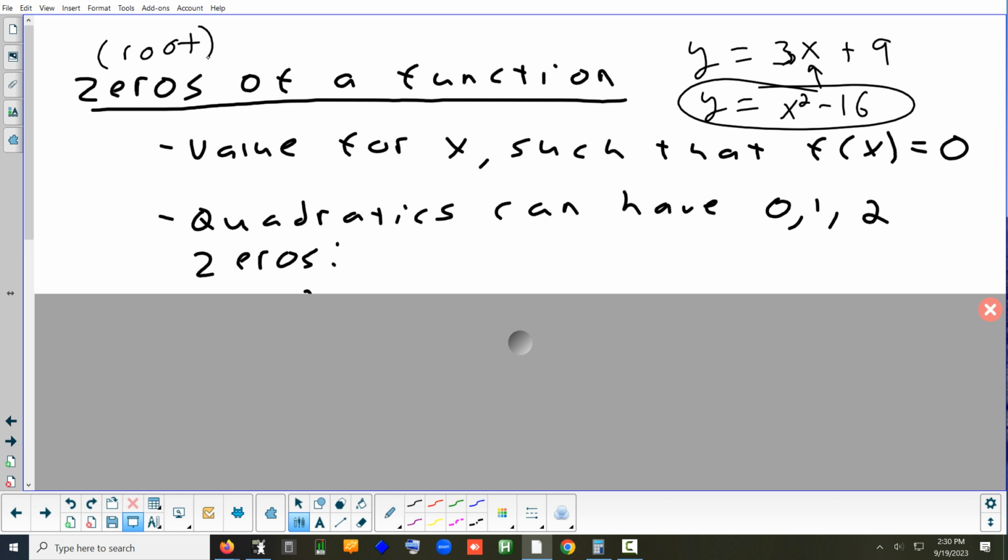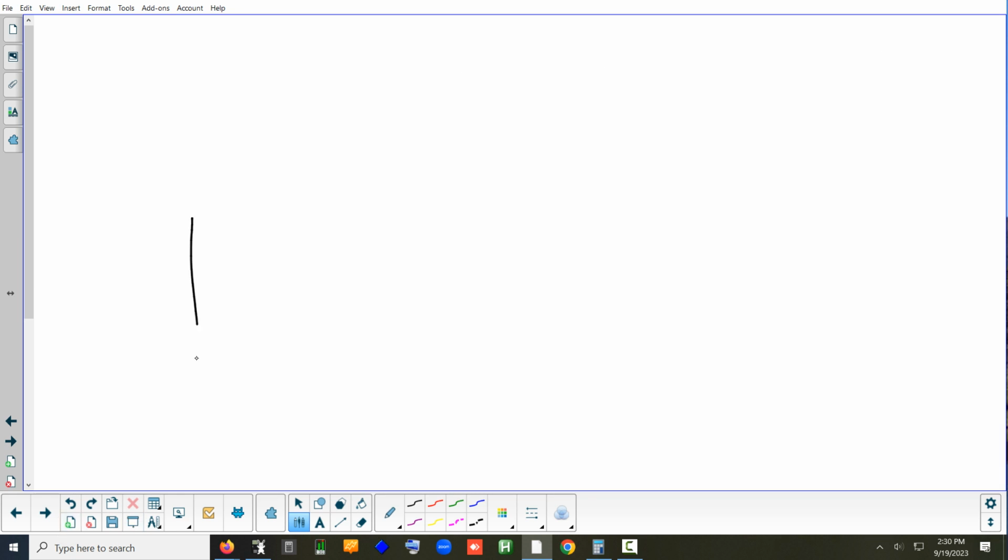First of all, what's the shape of a quadratic when you draw it? Yeah, it's a parabola. So if you have a parabola and it does something like that, there are 2 spots where it's equal to 0, where it crosses the x-axis. Where a graph crosses the x-axis is the 0. So you can also find it in a picture rather than doing an equation.